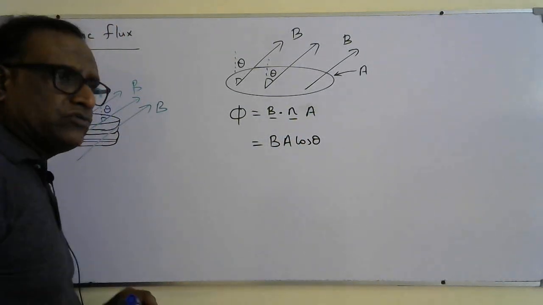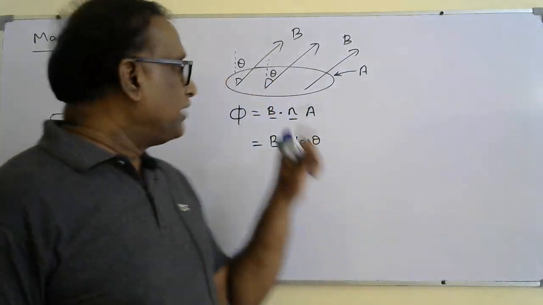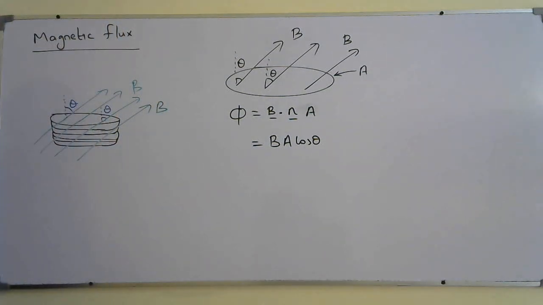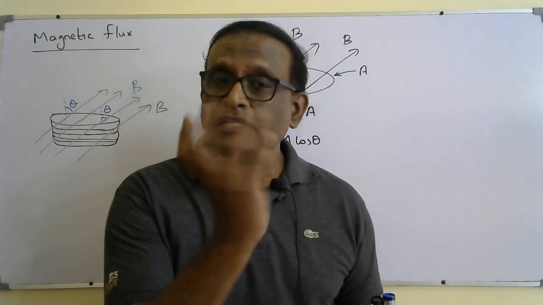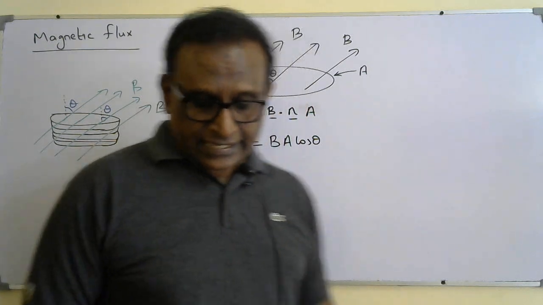Those who are doing further maths would have learned the dot product in vectors. Actually, the flux is defined based on the dot product. Anyway, you don't need much about it, but later we need it when we are thinking about rotation of a coil through 180 degrees. There is a change in flux, and we need this idea.